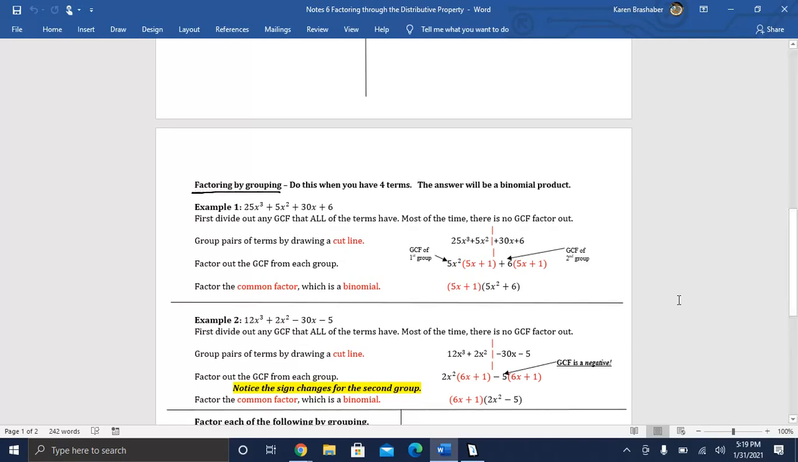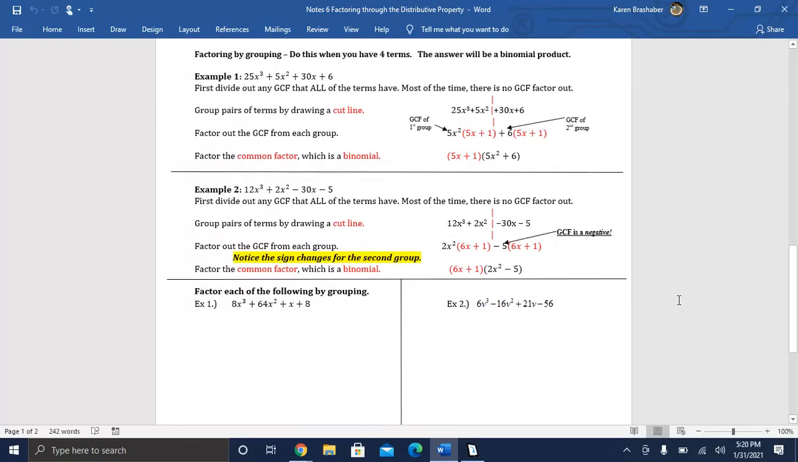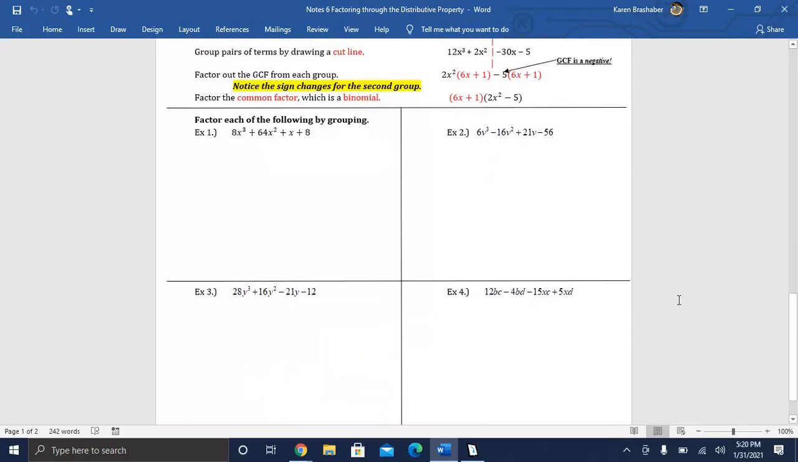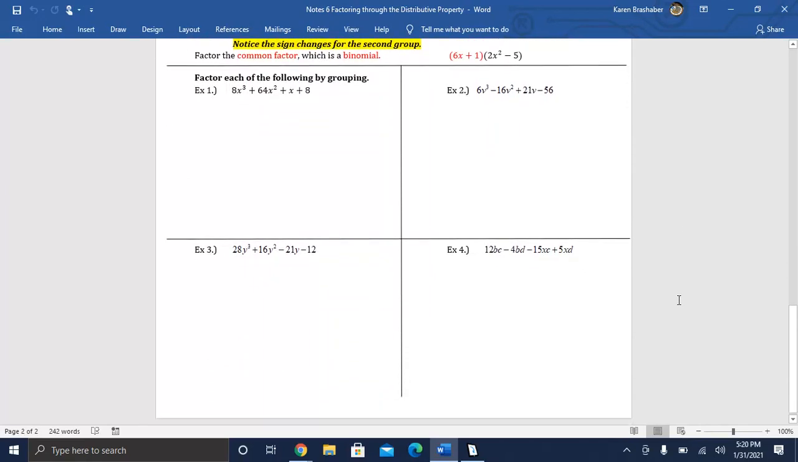Now, I have these examples set up for you, and then I'm going to do 4 more. So you can read through the typed up examples on your own. I'm going to go ahead and work through this factoring problem. So I'm going to start with number 1. I have 8x to the third plus 64x to the second plus x plus 8. The first thing I should do is see if I can divide each term by a number or a variable, but I cannot.